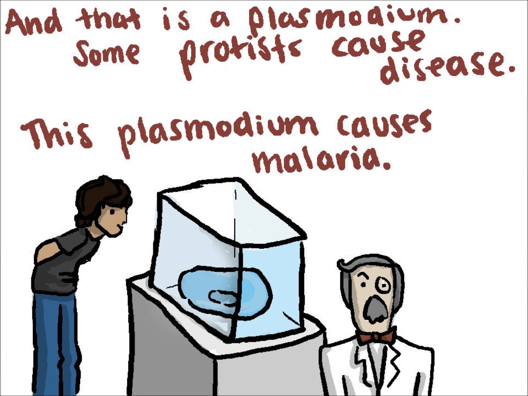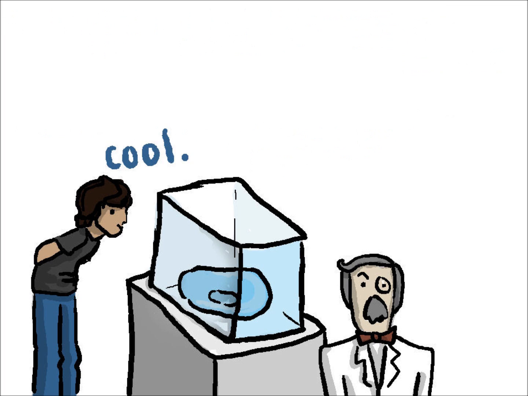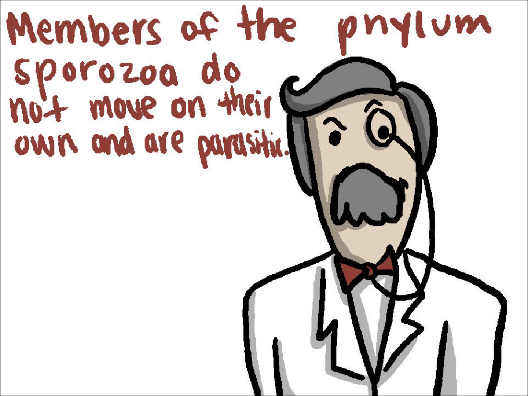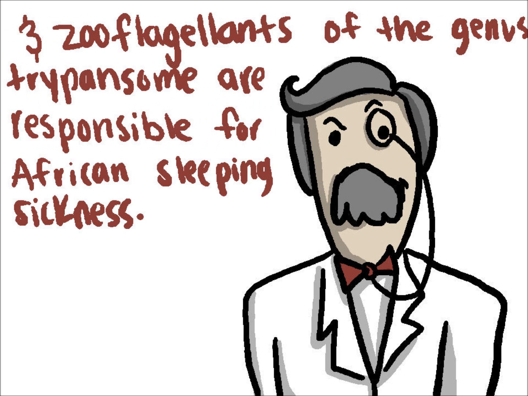And that is a plasmodium. Some protists cause disease. This plasmodium causes malaria. Members of the phylum Sporozoa do not move on their own and are parasitic. And zooflagellates of the genus Trypanosoma are responsible for African sleeping sickness.